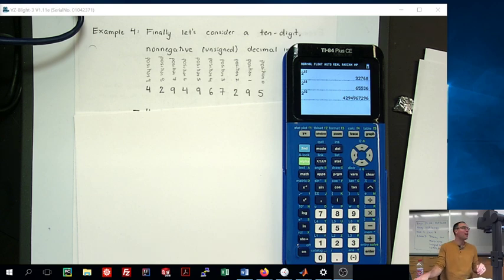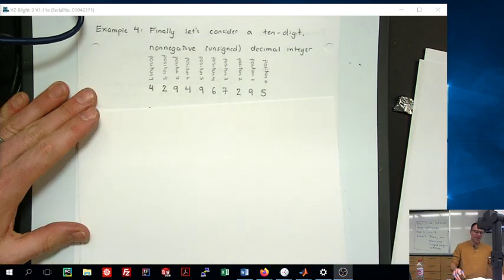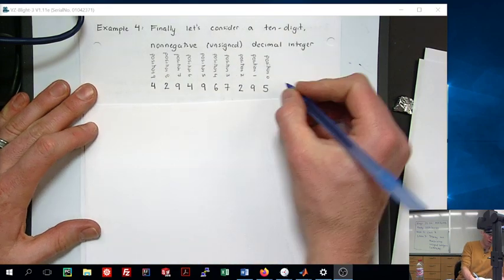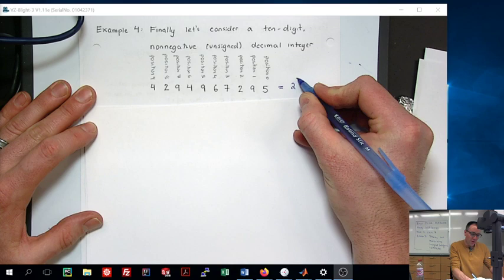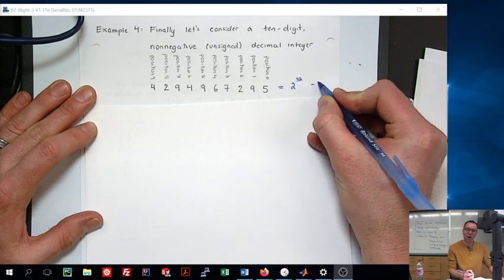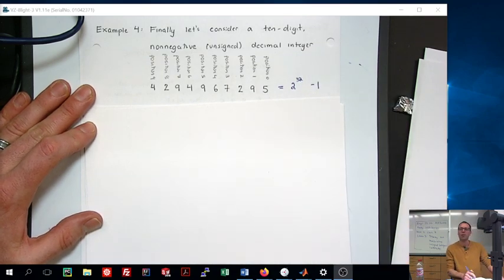Right now we're doing what we call decimal digits. Could you guess what we're going to do very soon? Binary digits. Binary digits are 1s and 0s. In example 4, we're looking at a number that is indeed 2 to the 32 minus 1. And we'll talk about where this minus 1 comes in.